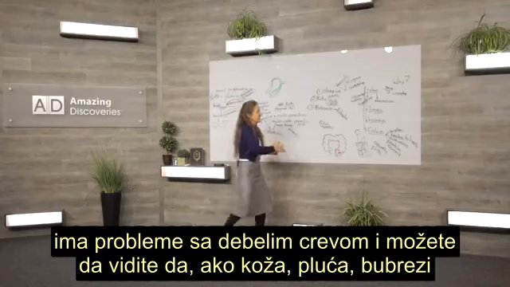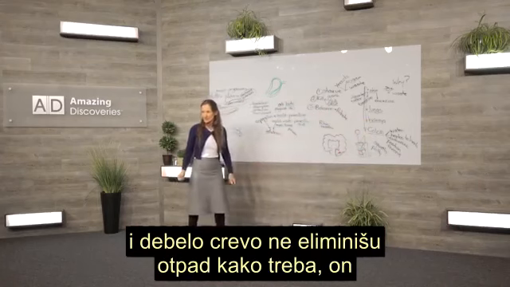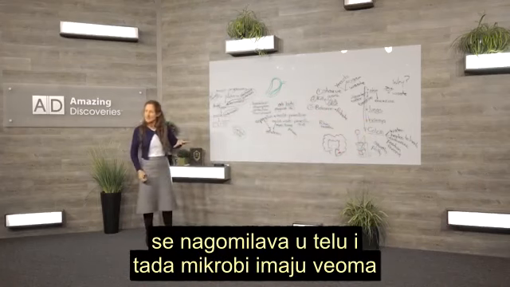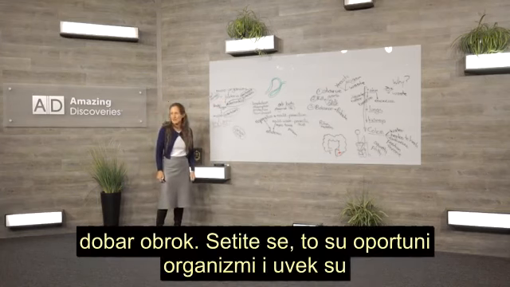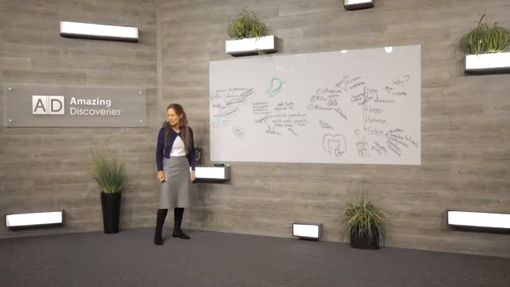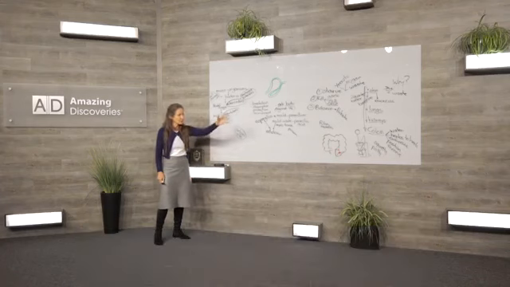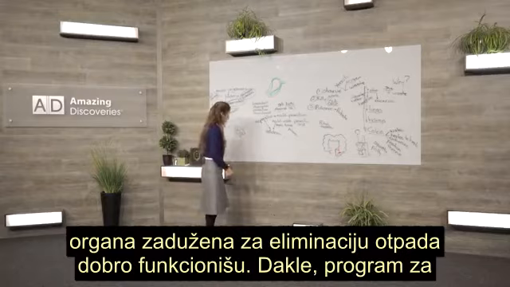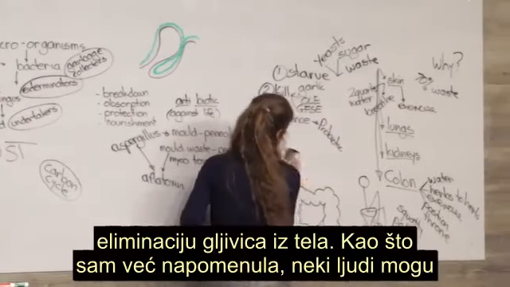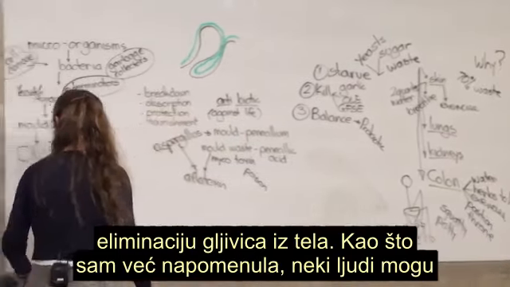And you can see that if the skin, lungs, kidney and colon aren't eliminating as they should be, then waste builds up in the body, and then these microbes have a very fruitful meal. Basically, they've got things to eat. Remember, they're just opportunist organisms, and they're just going to be around where there's something to feed them. So it's very important that the 4 organs of elimination be working well. So with the program to eliminate yeast out of the body.